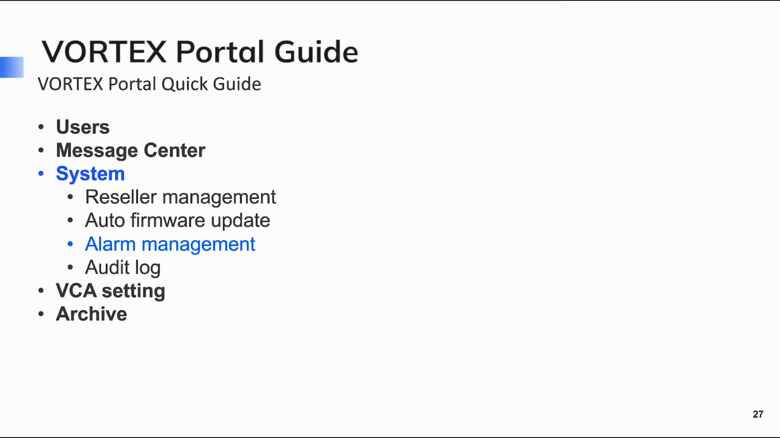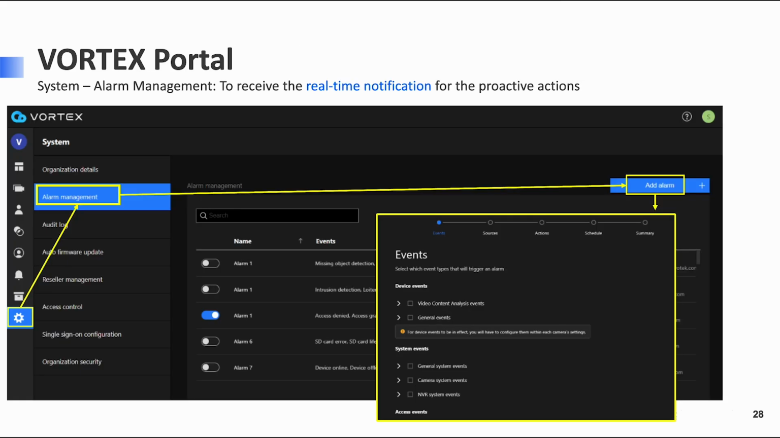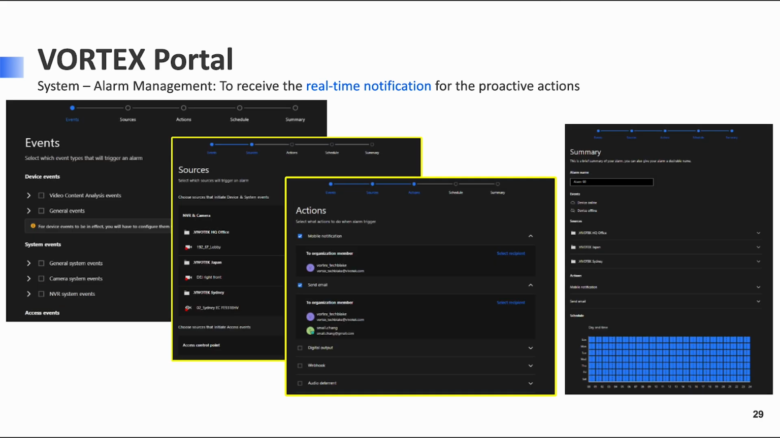Proactive monitoring is essential, and Alarm Management helps you achieve this by sending real-time notifications for specific events, such as SD card failures, VCA rule detections, device disconnections, and all the other events we support. VORTEX's alarm setup process is straightforward. You can define the trigger source, such as the events or devices, the action to be taken, and the recipients for notifications. Actions include mobile notifications, emails, camera digital outputs, webhooks for server integration, and audio deterrence using VORTEX-supported IP speakers.